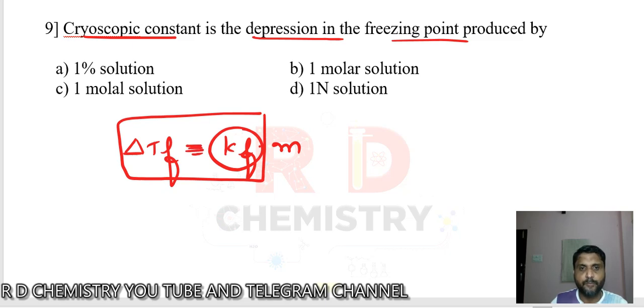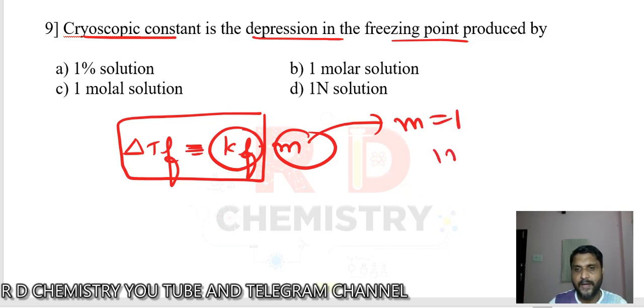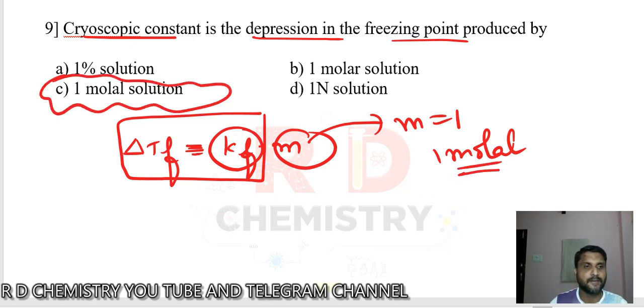It is the depression of freezing point when m, the molality, is equal to 1. Molality 1 means 1 molar. So therefore the answer is option number C. Clear?